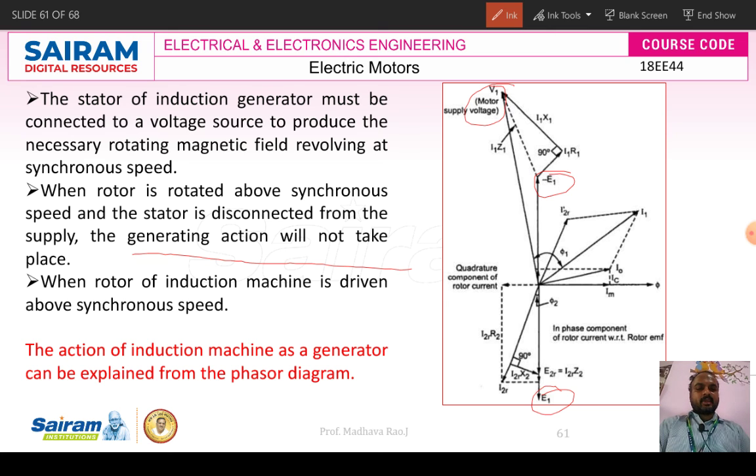Here in the phasor diagram, V1 is the supply voltage, E1 is the induced voltage, and there are resistance drops and reactance drops. If we add these, it will be equal to the supply voltage. In the rotor, I2R is the rotor current, in phase with the rotor EMF. If we add these drops, it will be equal to the rotor induced EMF E2R.